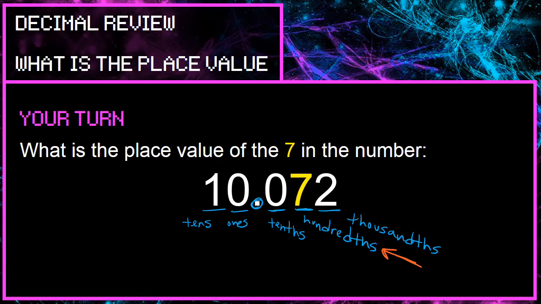And just for fun, if we were to go ahead and write this out, we'd write this as 10 plus 0 plus 0 over 10 plus 7 over 100, or 7 hundredths, plus 2 over 1,000, or 2 thousandths.